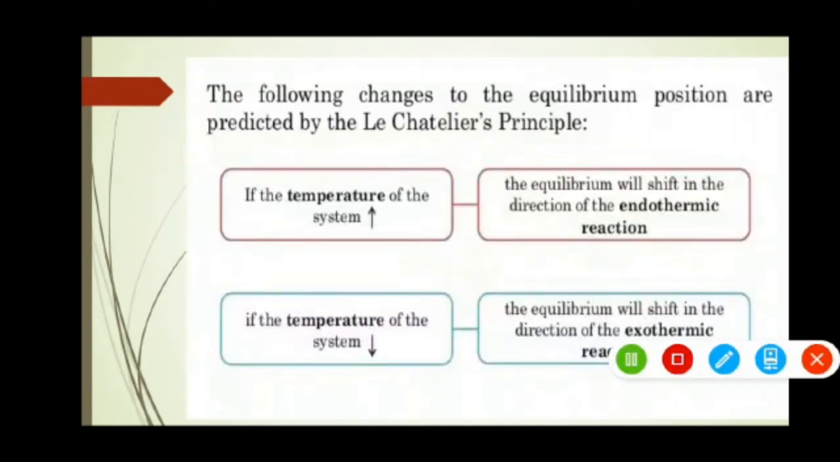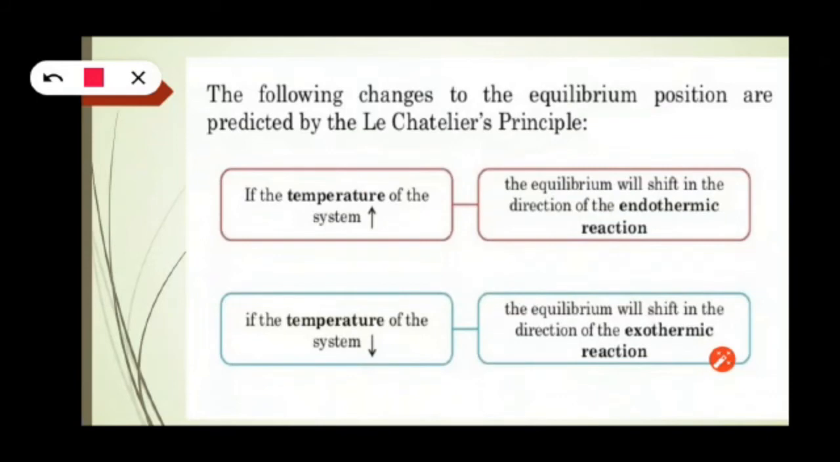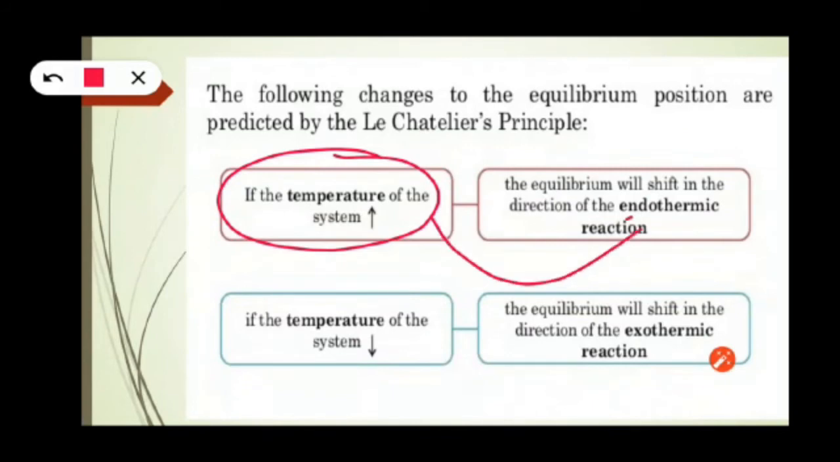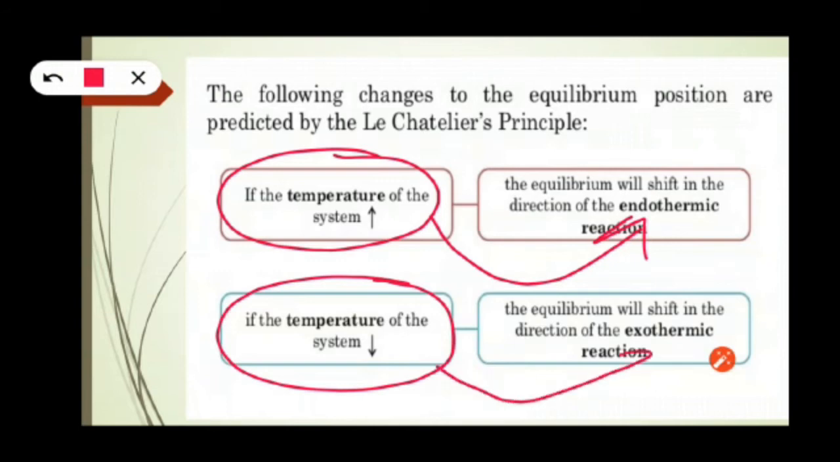According to Le Chatelier's Principle, if a system is at equilibrium and we increase the temperature of the system, the system will move in the direction of the endothermic reaction, in that direction in which the endothermic reaction takes place. Similarly, if we decrease the temperature of a system, the reaction will move in that direction in which the reaction is exothermic.